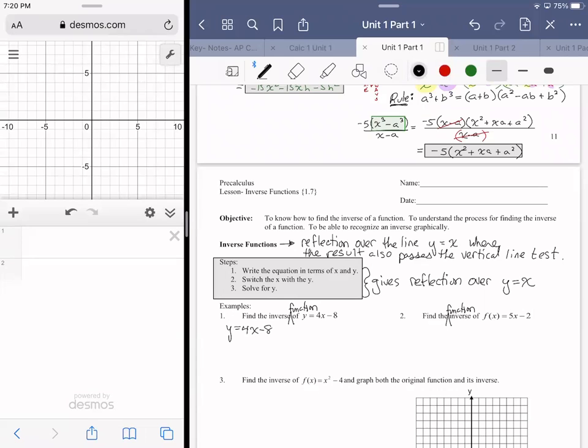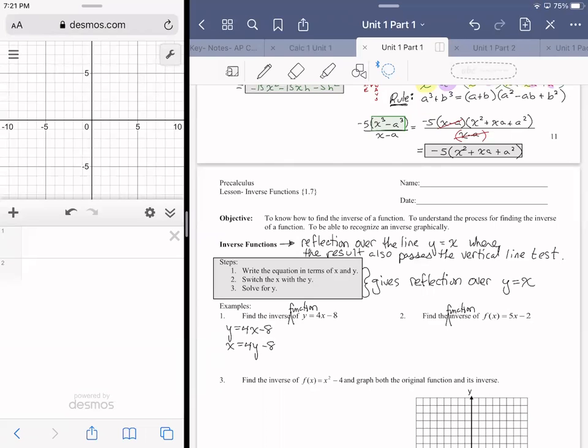Then switch the x with the y. Right? And so that's literally switching the x with the y. So take the x out, take the y out, and change their position within the equation. All right. The last part is algebra. All right. It varies. The difficulty level varies depending on the problem.